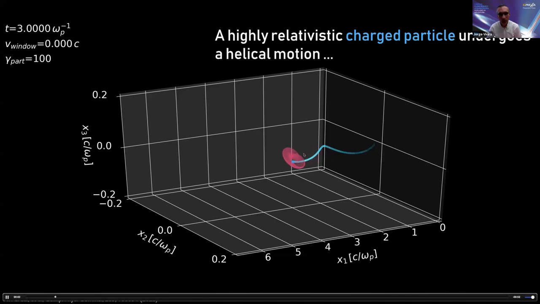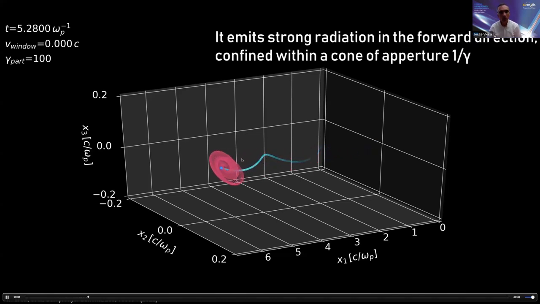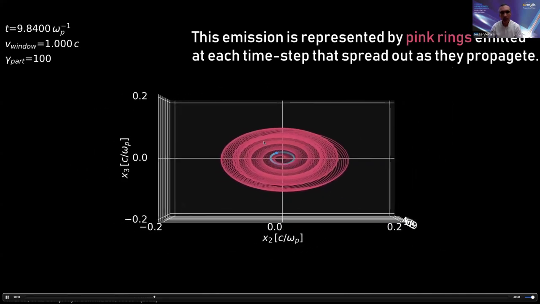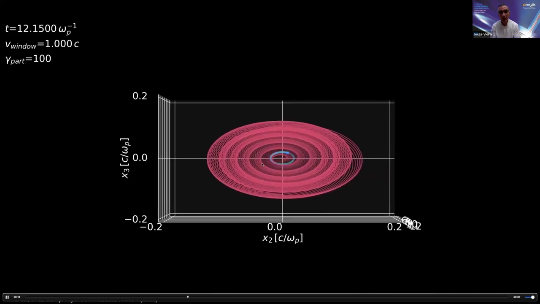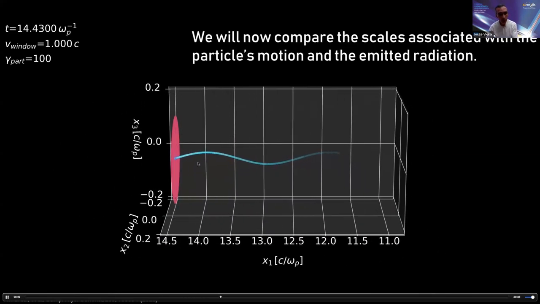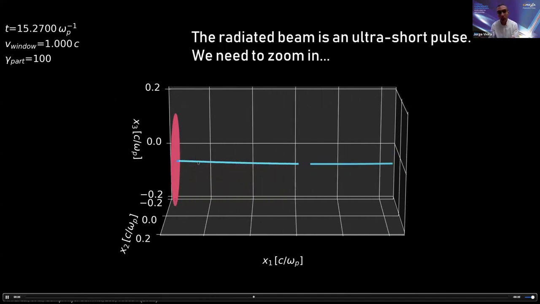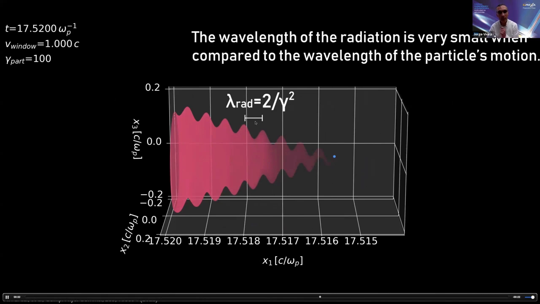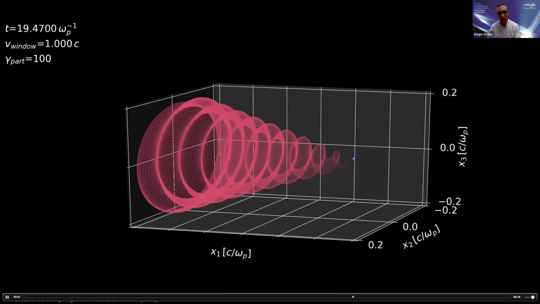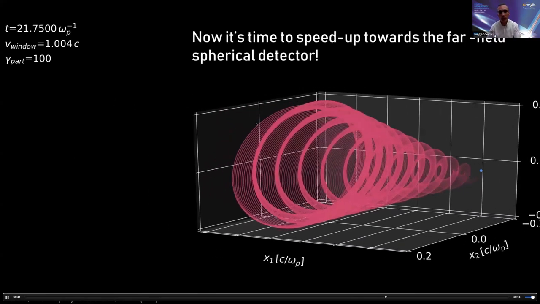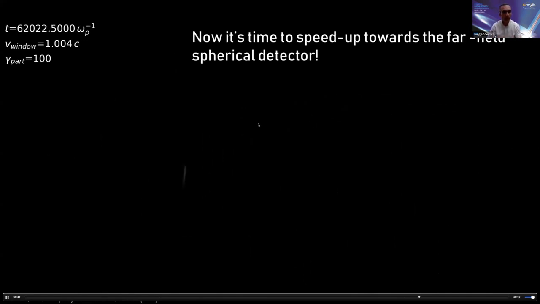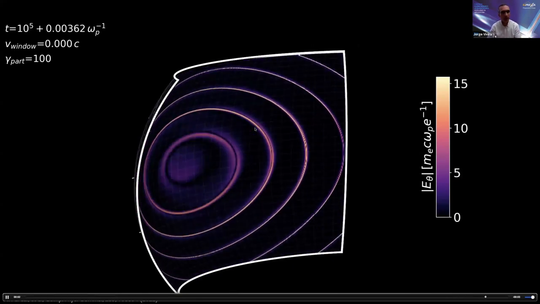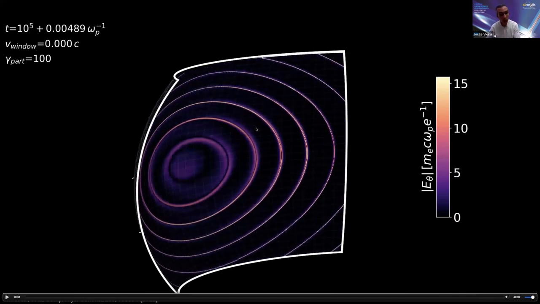So the particle starts to produce this radiation burst. We see the radiation here being produced. The radiation is collimated. It has an aperture of 1/gamma. And the pink rings here are the radiation that is being produced. Now we see that this radiation burst is much shorter than the typical wavelength of the electron oscillations. So we really need to zoom in order to be able to see the radiation wavelengths, which are usually gamma squared times smaller than the typical oscillation of the electron. And now this radiation can be detected or used somewhere outside the accelerator in a detector, for example, as in this case, from a computer simulation.